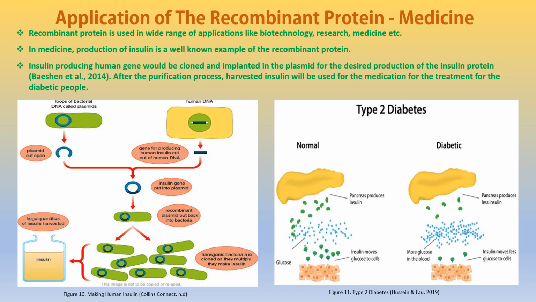The treatment for this disease is that insulin can be produced via recombinant protein technology and inserted into the people who are diabetic. As seen in figure 10, insulin-producing DNA is connected to the plasmid and then implanted into the bacterial cell. Here, the bacterial cell works as the expression system for the protein, and this bacterial cell will then auto-replicate and produce a lot of insulin, which can be harvested.